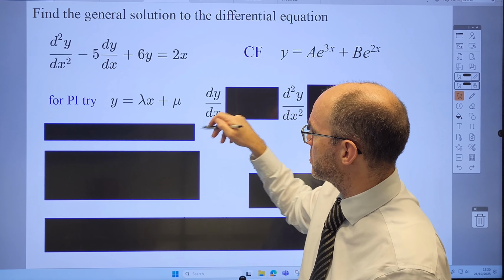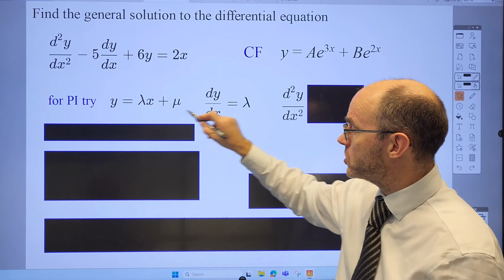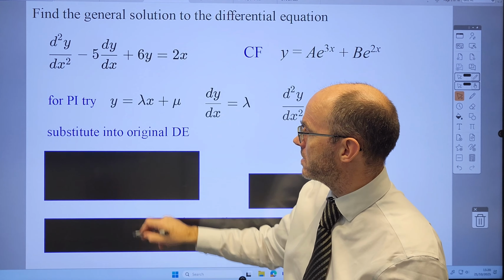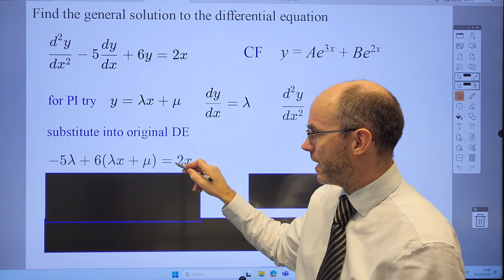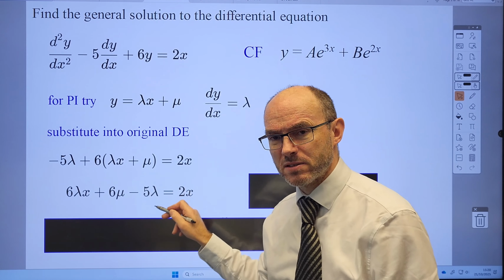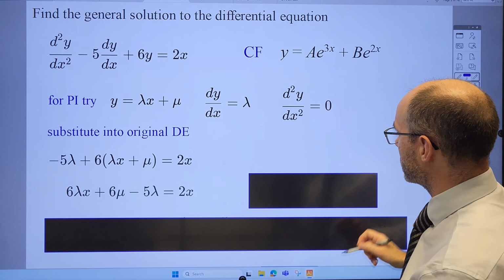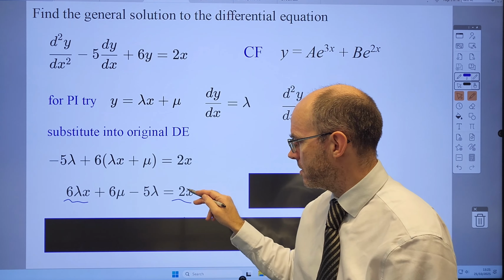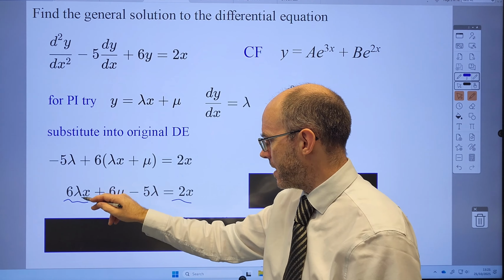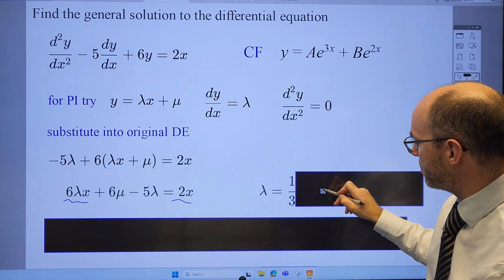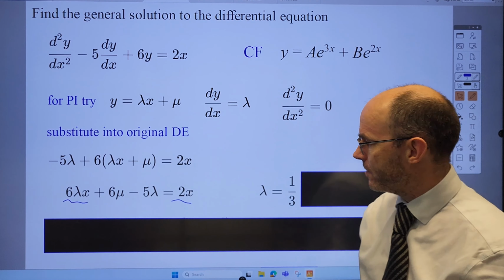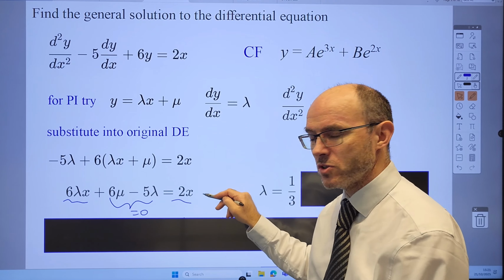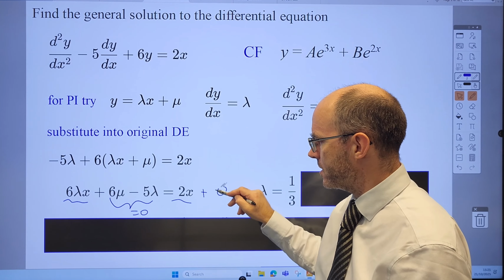So differentiate this, you're going to get lambda, and then differentiate again, you're going to get 0. Substitute it into here, you're going to get this here, expand the brackets, you're going to get this. And solving this one, what you're going to do is equate the x terms, so 6 lambda x must be equal to 2, so 6 lambda equals 2, giving you lambda must be equal to 1/3. And then this here must be equal to 0 because there's no constant term on the right hand side. It's as if you've got plus 0 there.